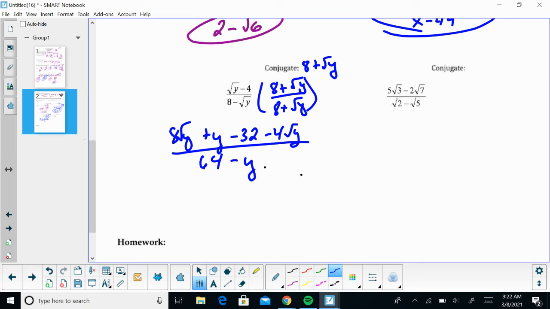Looking to see if I can simplify. 8 minus 4 root y plus y minus 32 over 64 minus y.